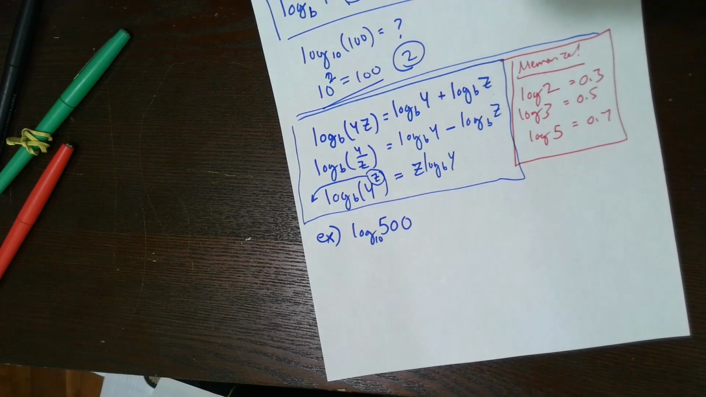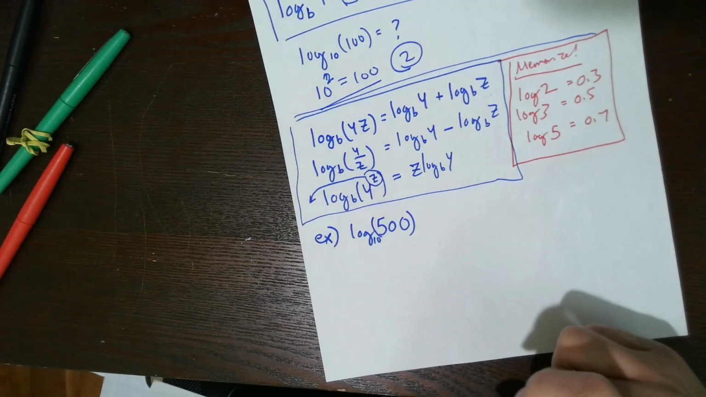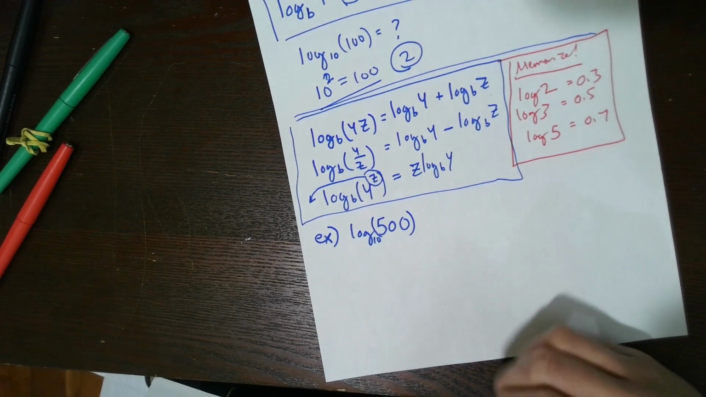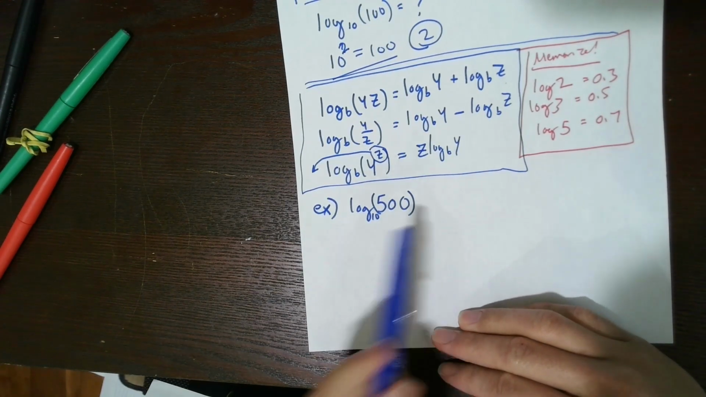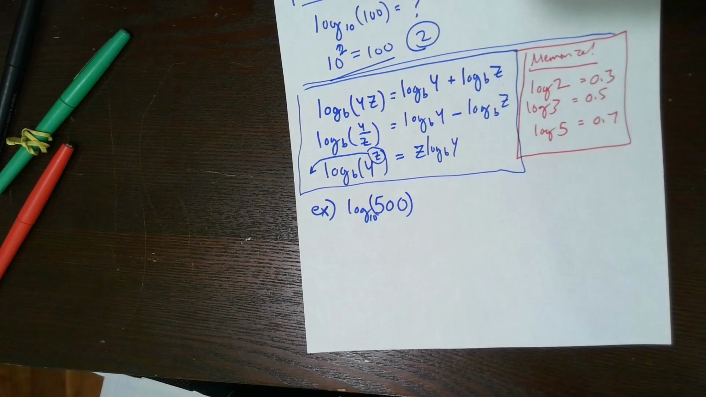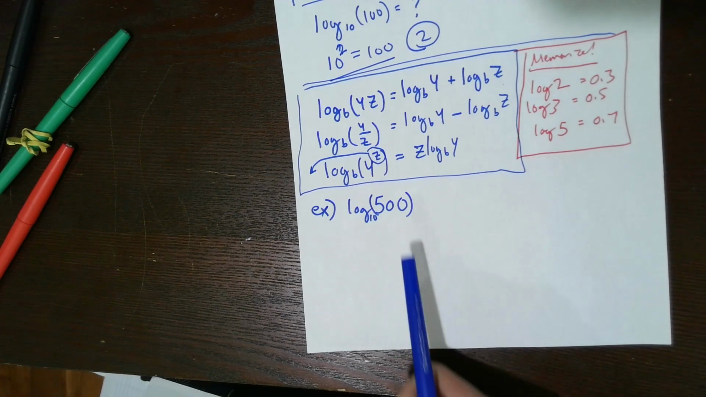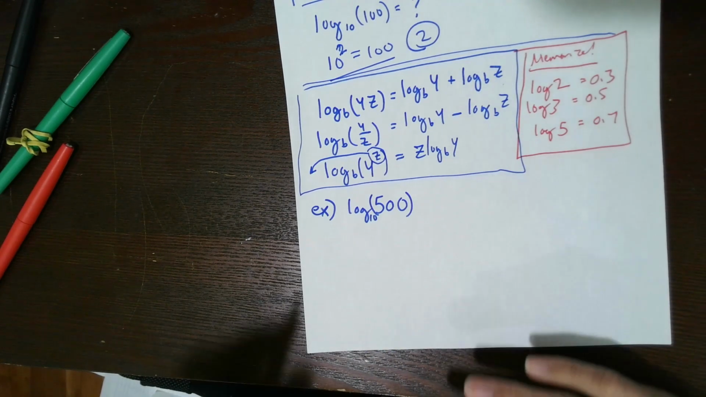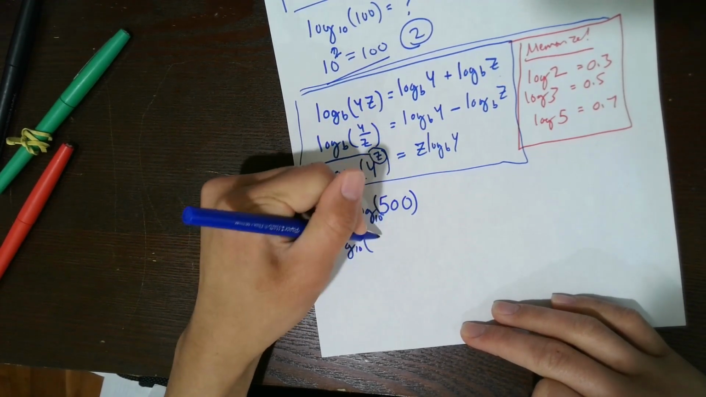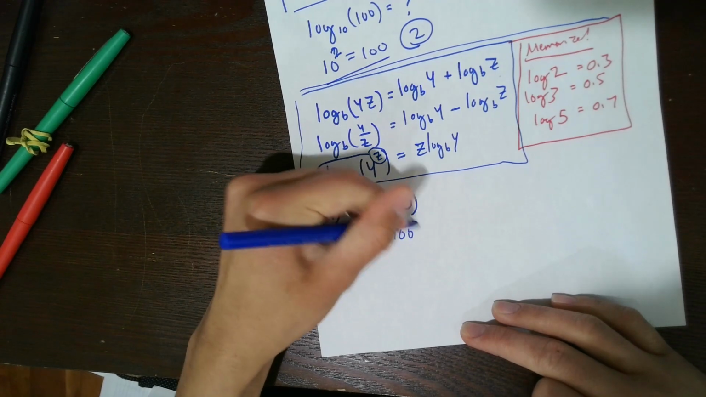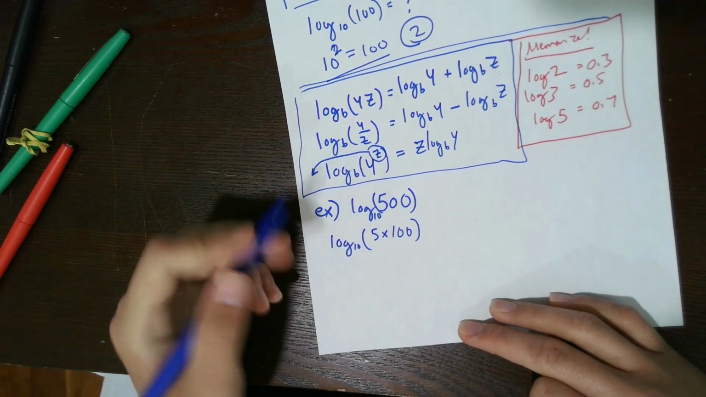Alright, so when you're doing logs, you just have to play around with these rules. Move some numbers around and see it, and keep going until you get somewhere. So I look at this problem. 500 is a pretty big number, so I'm going to try to split it up. So I'm going to get log of 5 times 100. We just split up the 500.